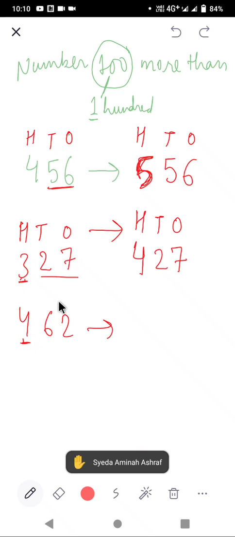Okay, this is ones, tens, and hundreds. How many hundreds do we have to add? Only 100. So 1 we will add in this. 4 plus 1 is 5, and this tens place digit will be the same and the ones place digit will be the same. So 100 more than 462 is 562.